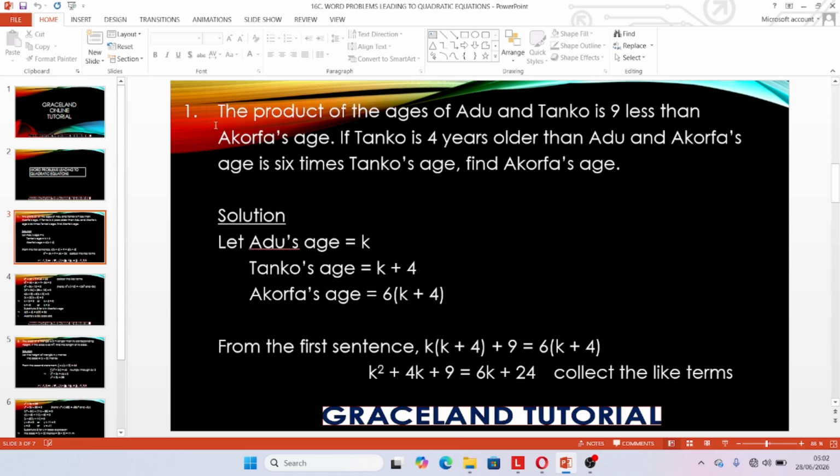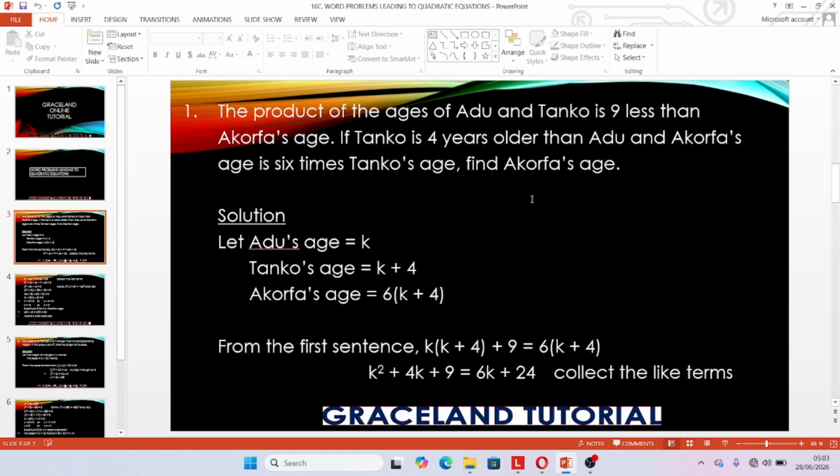Number 1. The product of the ages of Adu and Tanko is 9 years less than Akofa's age. If Tanko is 4 years older than Adu and Akofa's age is 6 times Tanko's age, find Akofa's age. To do that, I will need to analyze the problem.